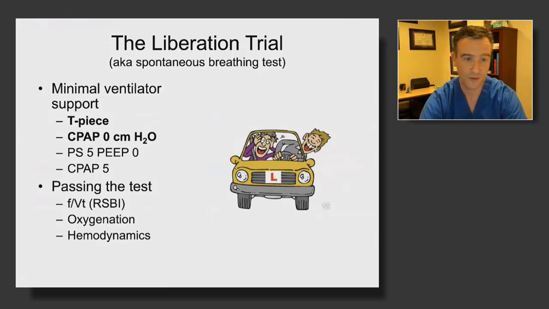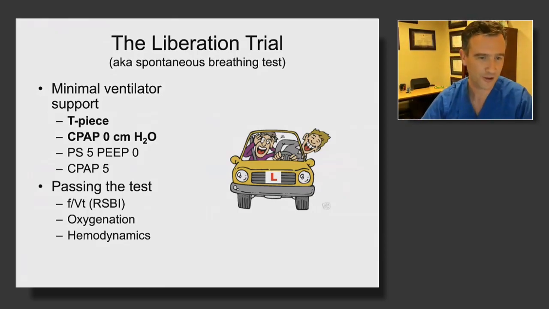Now, other centers will recommend some inspiratory pressure augmentation, for example, a pressure support of 5 or 7 on a PEEP of 0. And still others will use a low level of CPAP during the spontaneous breathing trial. So this is an area of some practice heterogeneity. It's an area of minor controversy. But the important point is that you're basically letting the patient go and seeing how they do on a minimum tolerated level of ventilator support.